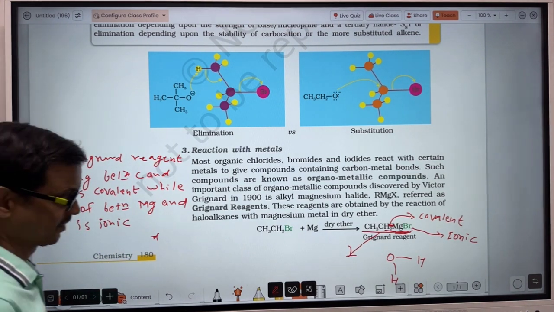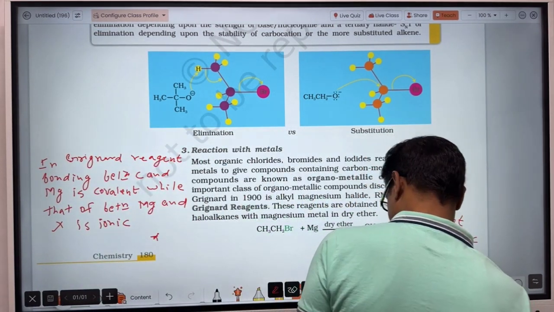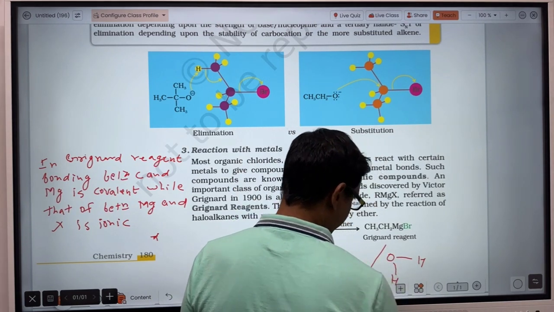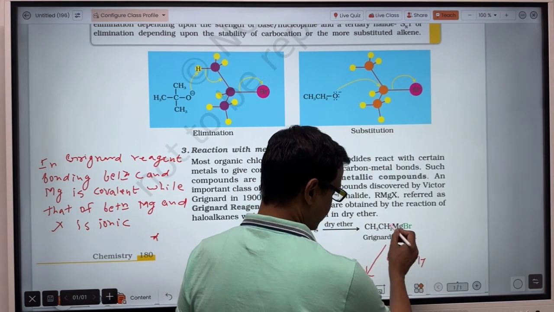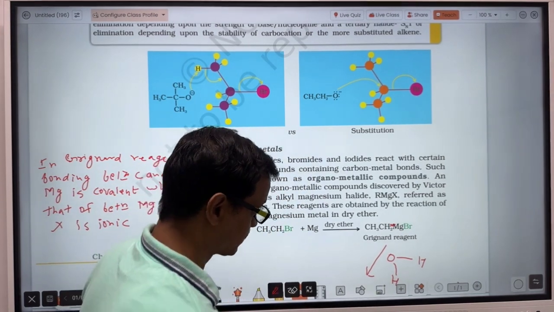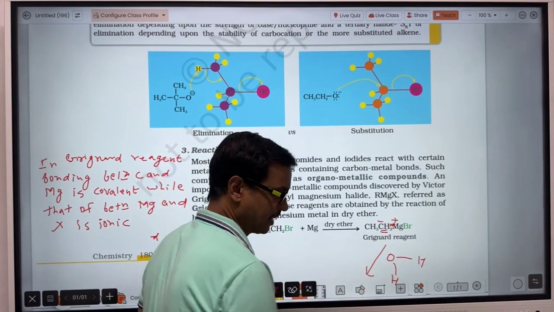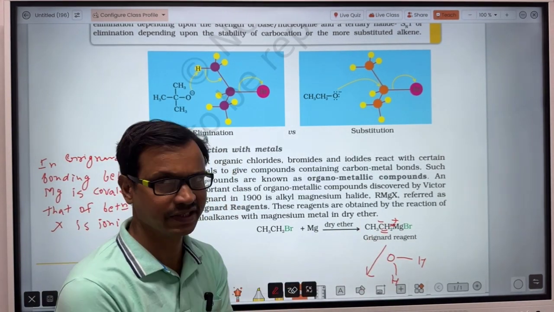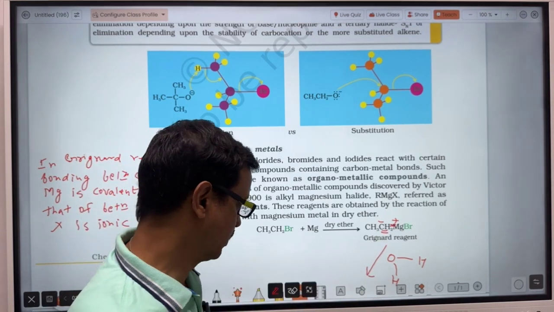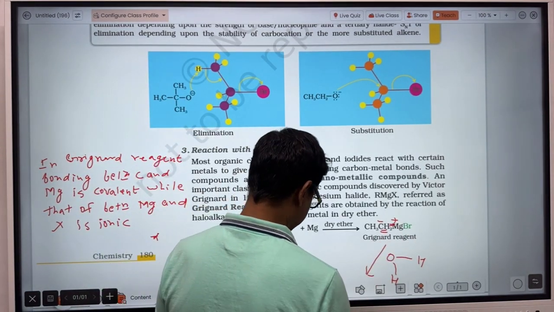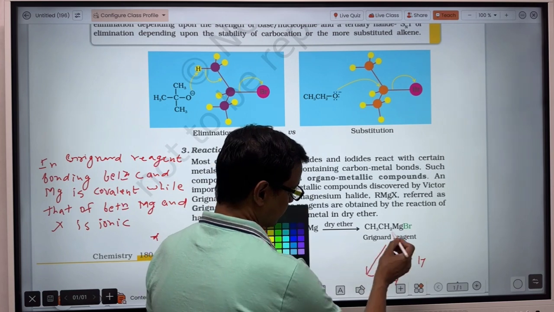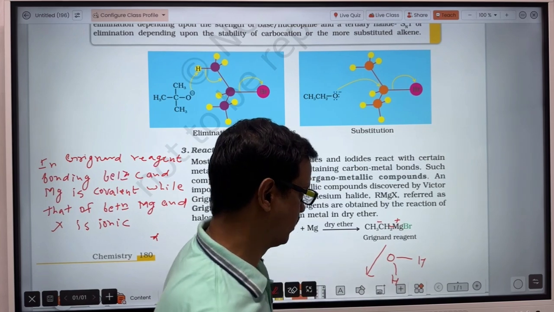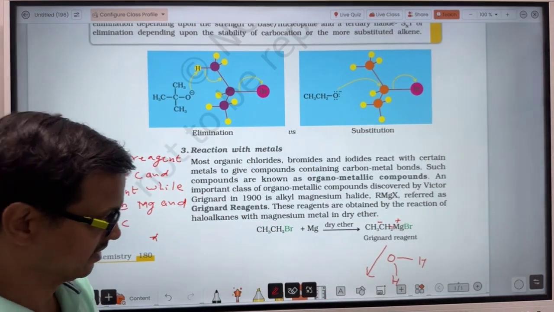Okay, so let's see here. When Grignard reagent is treated with water, what will happen? Water gives H plus and OH minus ion. So the bond between carbon and magnesium will dissociate. During that course, the carbon will acquire a negative charge and the magnesium a positive charge, as carbon is a non-metal and magnesium is a metal.